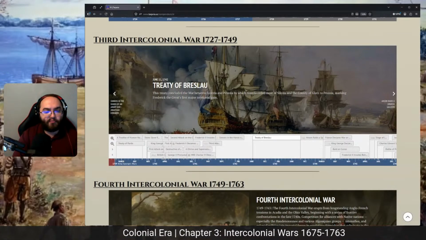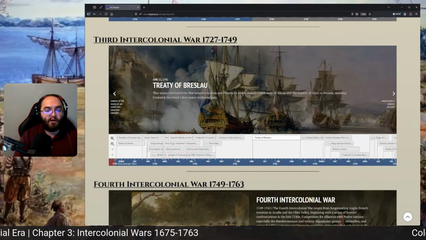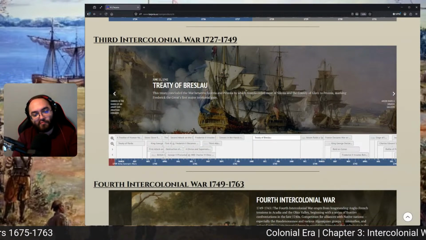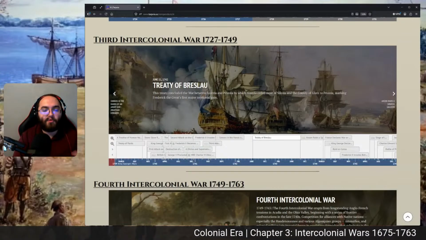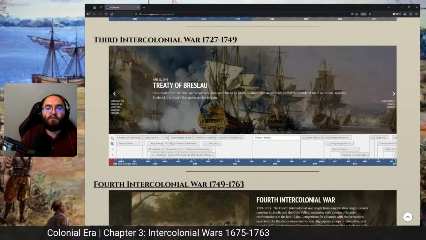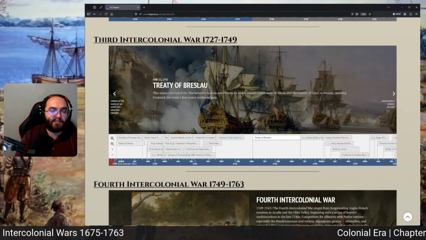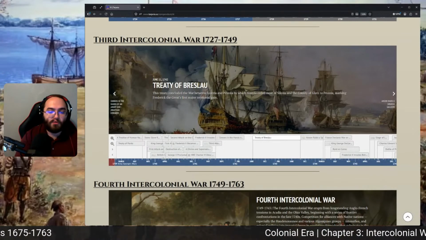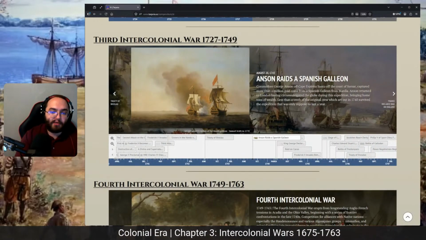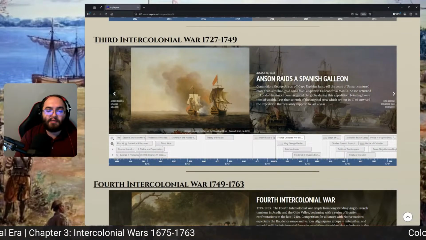You have the Treaty of Breslau, which is the treaty that concludes the war between Austria and Prussia, between Maria Theresa and Frederick II, who would become known as Frederick the Great. Austria will cede most of Silesia to Prussia. This also ends the First Silesian War. Here's yet another battle, or I guess a raid, between the Spanish and the English.